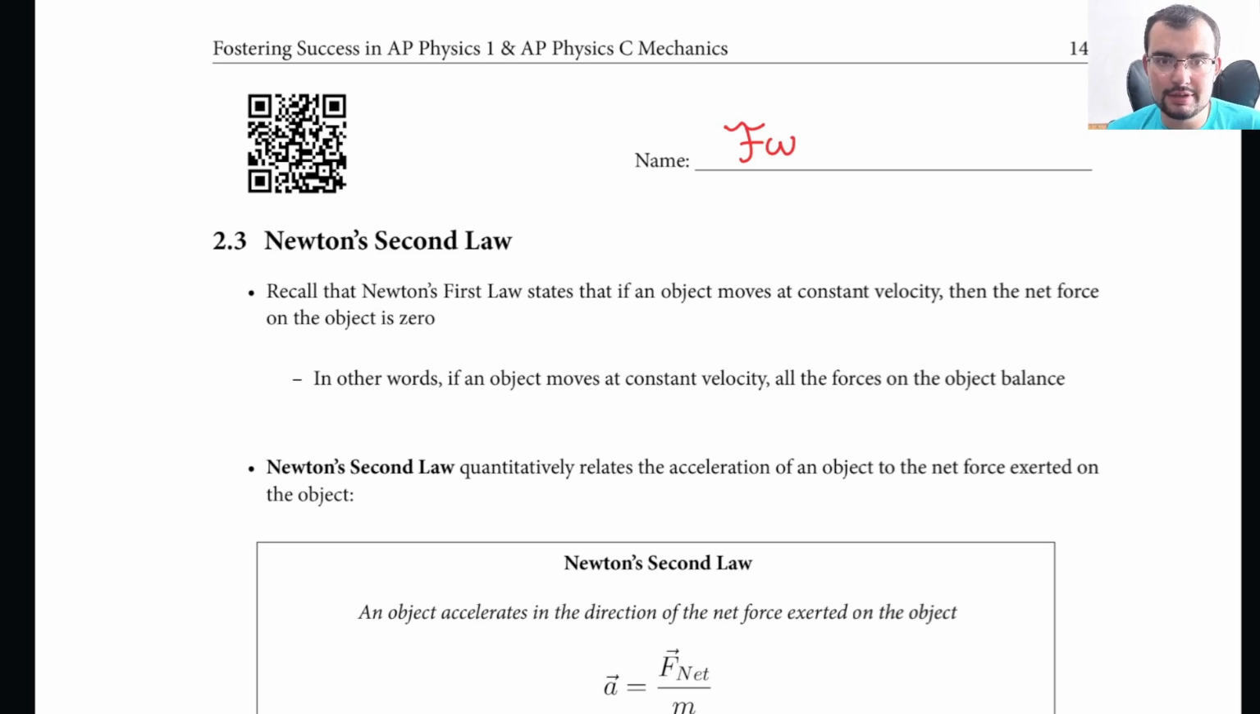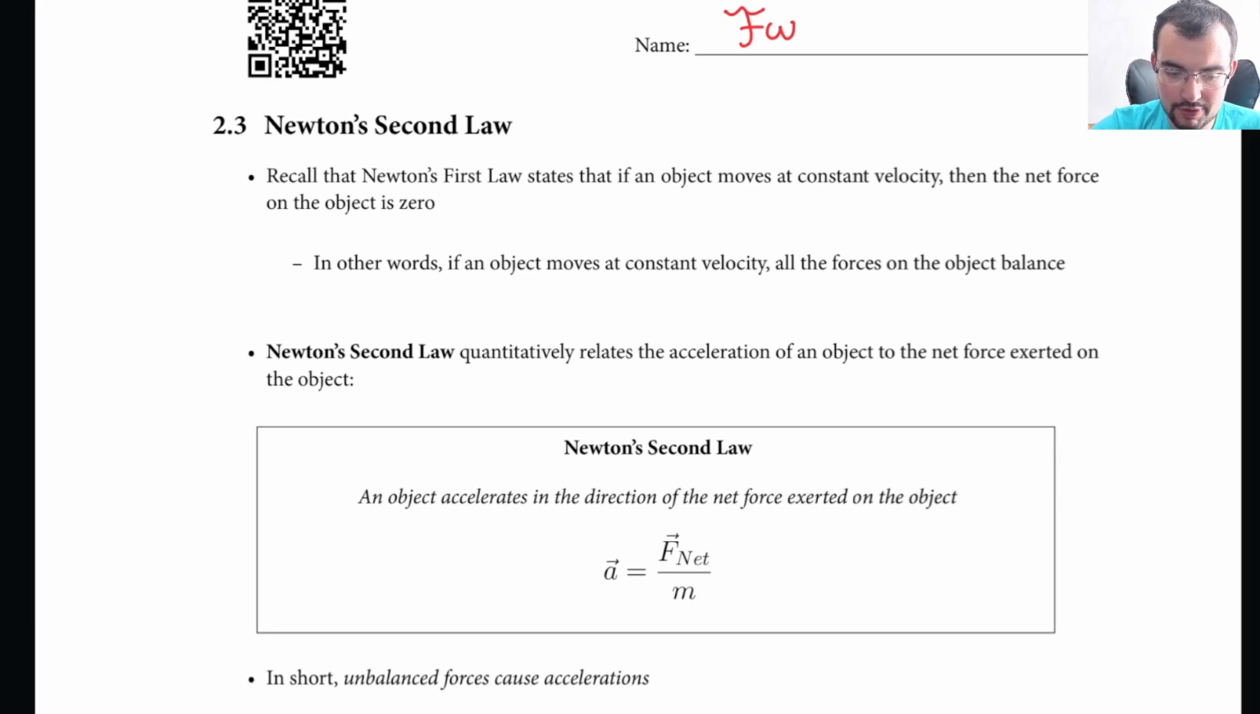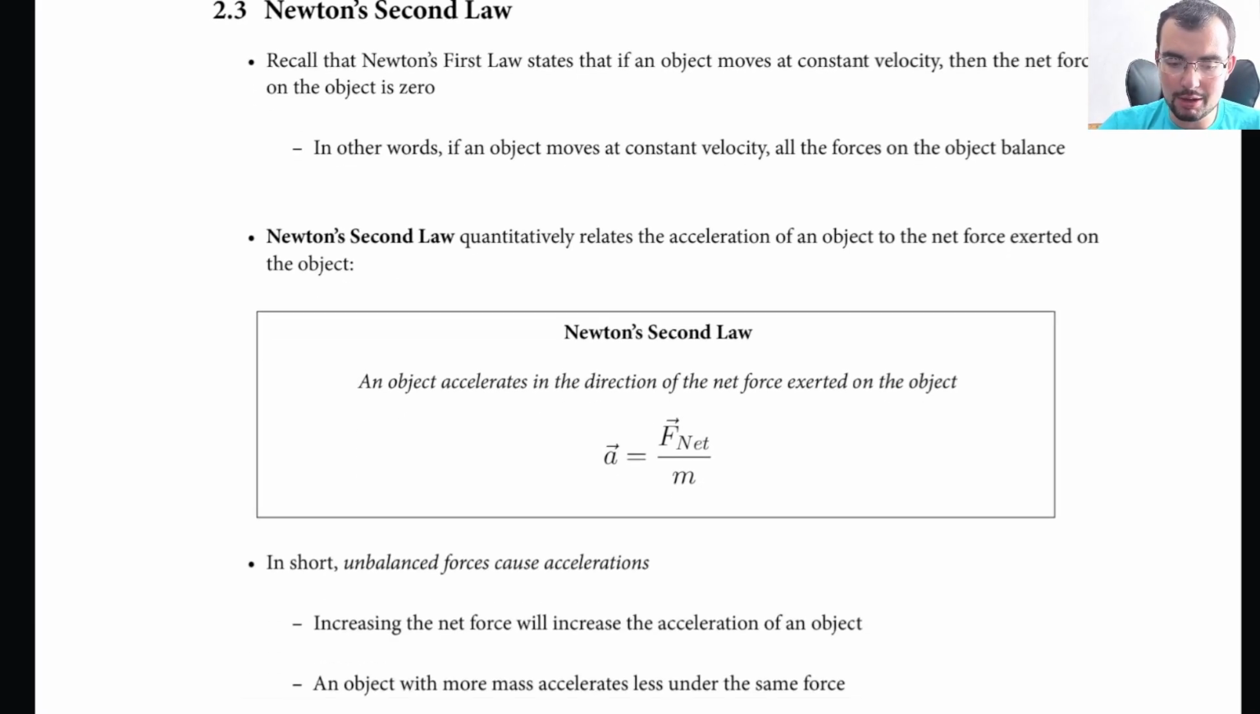All right. Now that we've talked about everything we can with balanced forces, we're now going to move on to the general unbalanced case. So, Newton's first law applies whenever there's an object moving at constant velocity, which means an object that's at rest or that's moving with a constant speed in a single direction. And in that case, the forces must balance. So, constant velocity occurs if and only if all the forces are balanced.